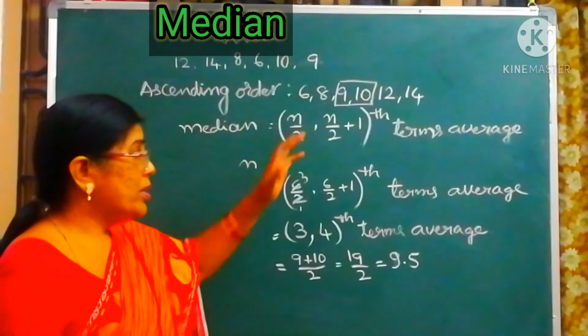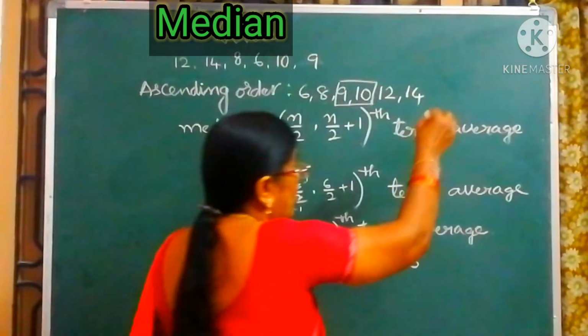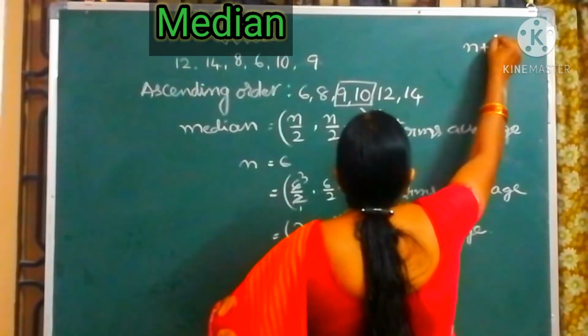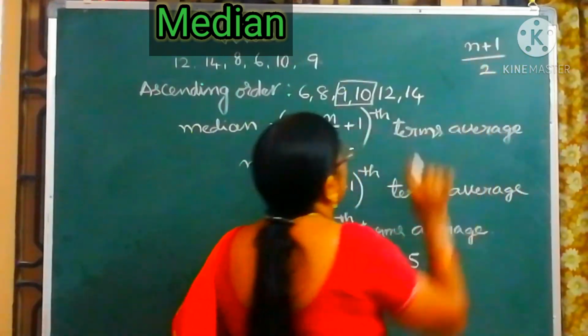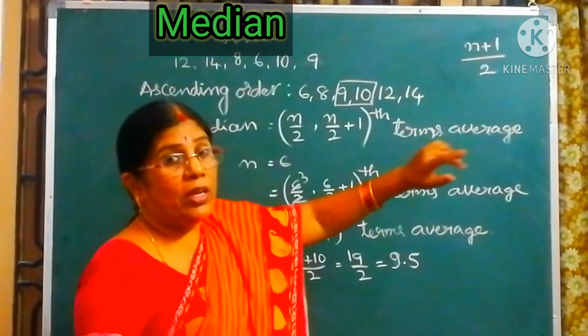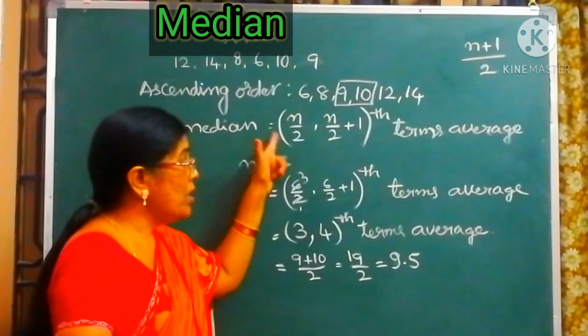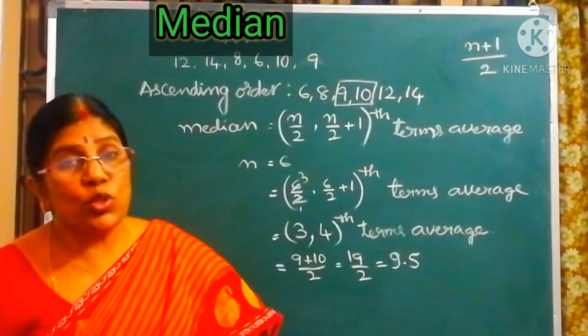When the observations are odd in number, we use the formula (n plus 1) divided by 2. When the observations are even in number, we do it in this way. I think you understood well. Let us do one more problem.